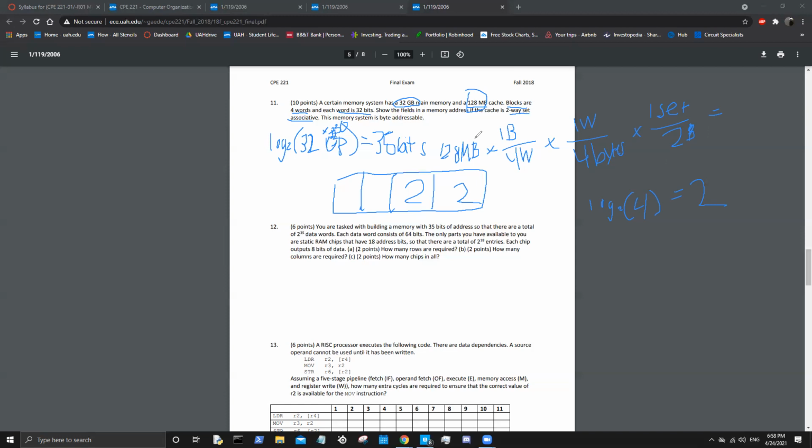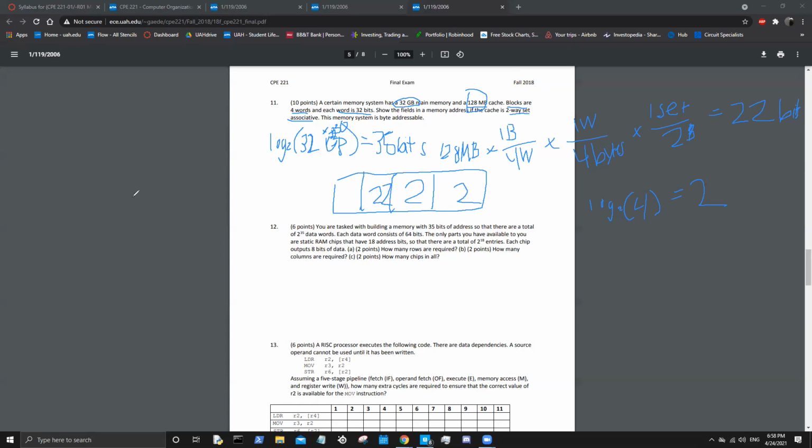Log base 2 of that big number spits out 22. And that means the index is 22 bits of our 35 bits total address. So 22. And now we need the tag.